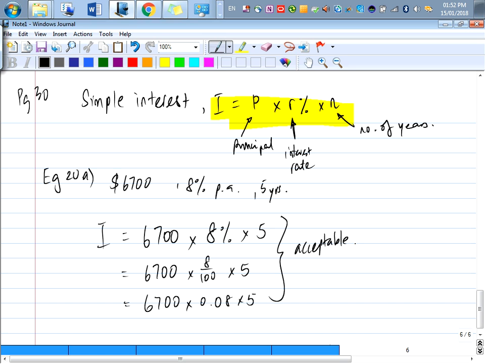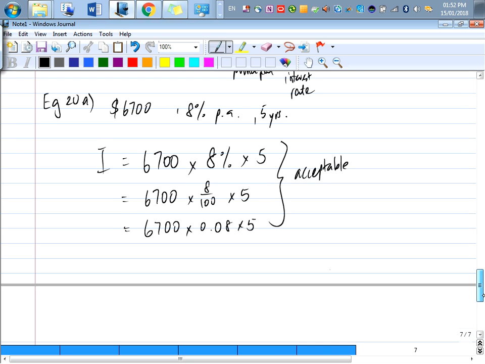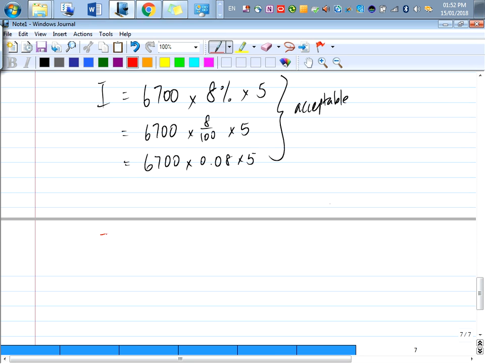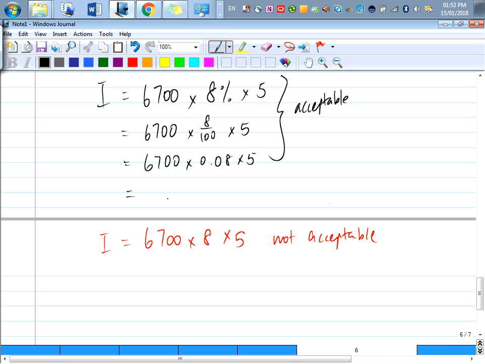What is not acceptable is somebody writes the interest is equal to 6700 times 8 times 5. This is not acceptable, because the value over here will be different. I need you to be very clear about your percentages. So over here, we will be able to calculate the simple interest to be 2680. Yes?